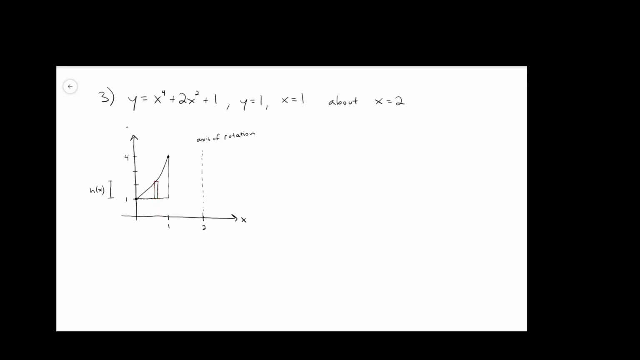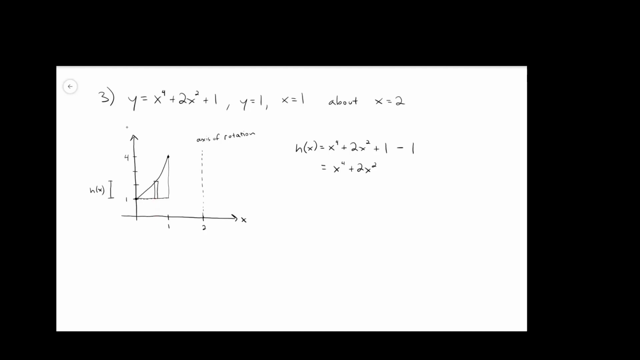So what is h of x then? Well, h of x would have to be the function minus 1. So x to the fourth plus 2x squared plus 1 minus 1. And again, the reason we're subtracting off 1 is because we have to take off this vertical distance right here, because that is not part of the rectangle. And that height right there is in fact just 1. Everybody see that? So if we simplify that, that becomes x to the fourth plus 2x squared. And the 1's cancel nicely, so we just get that.